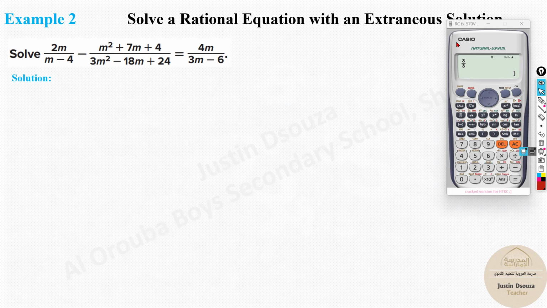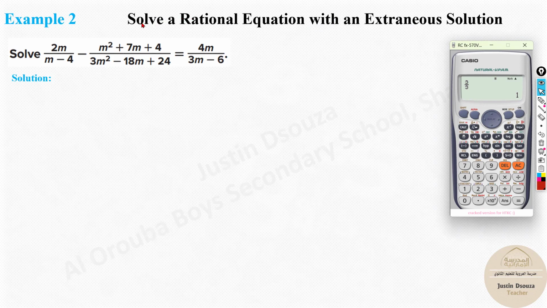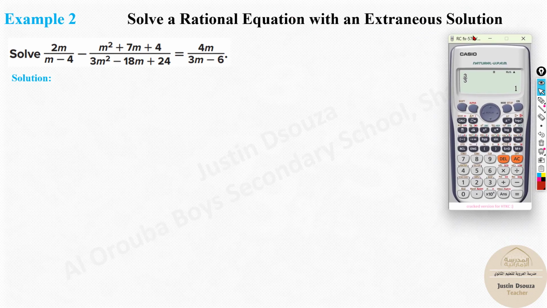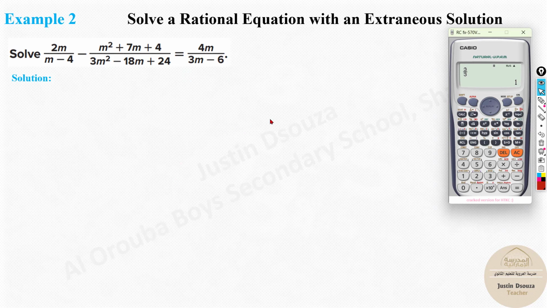Now you can see there is a square over here, right? And divided by all these denominators. There might be an excluded value. There might be answers which are not true. So here you can see the type of question that has been asked: solve a rational equation with an extraneous solution. That means they look like solutions, but they are not really solutions. So let us see what it is.